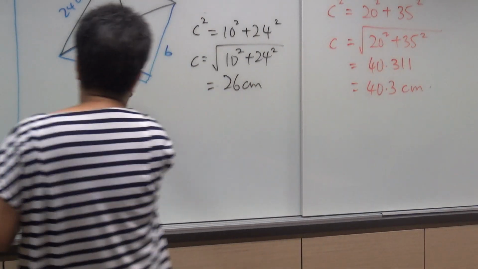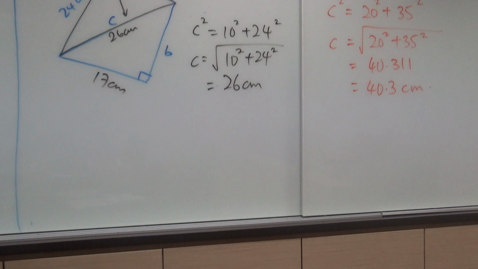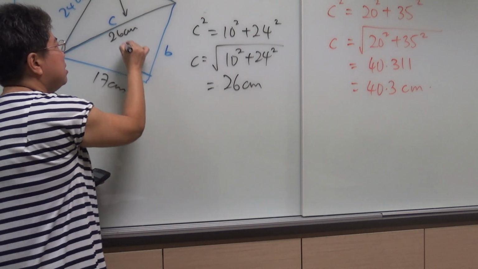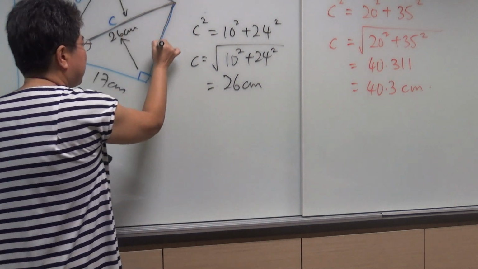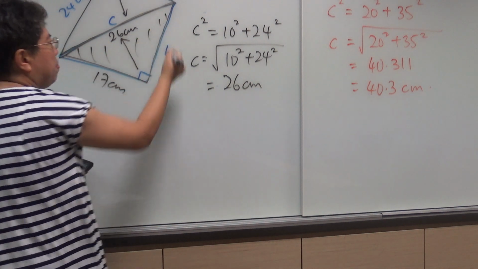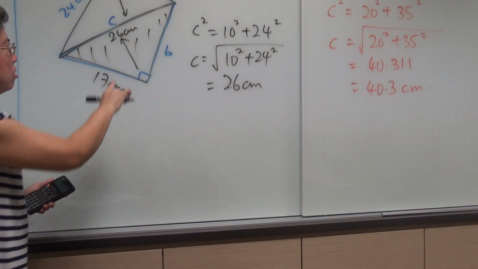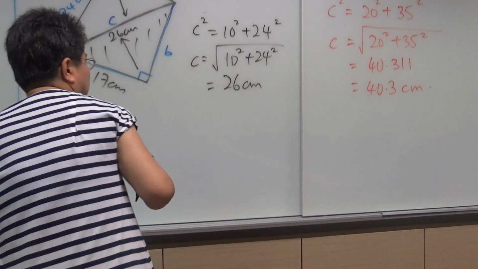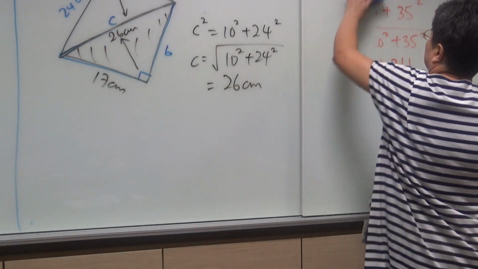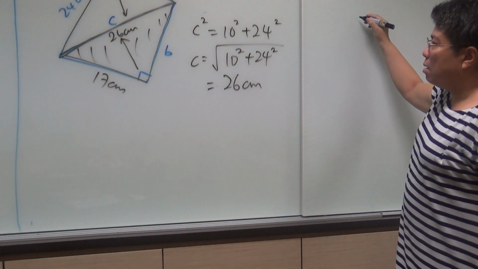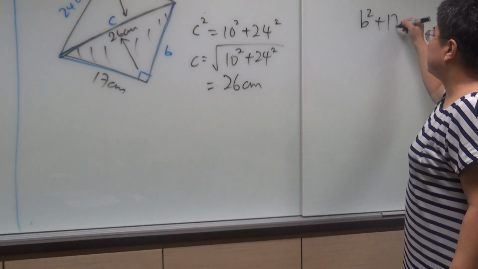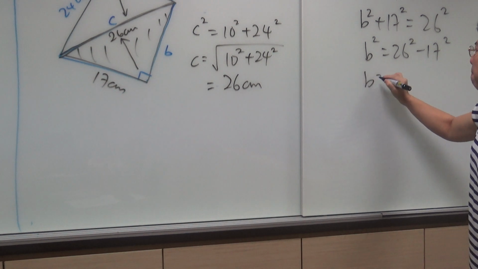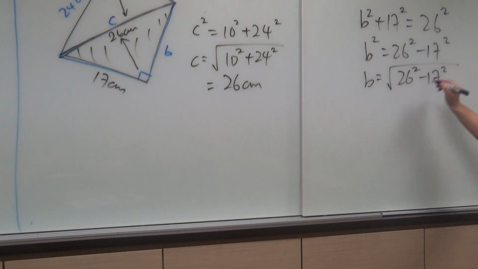Now I missed out one side that the textbook gave you. This is 17 cm. Now if I know this is 26 and this is 17, this is the hypo for this particular triangle here. So you will realize that 26 cm is now the hypo, so the hypo must be alone again. So we will have b squared plus 17 squared is 26 squared. So b squared is 26 squared minus 17 squared.